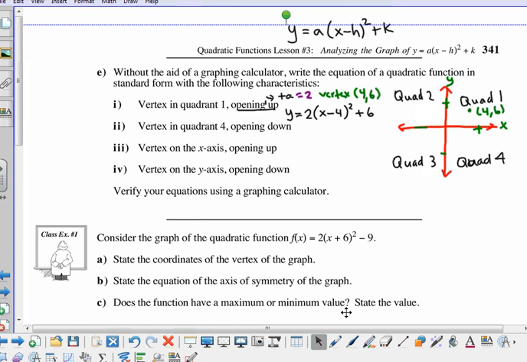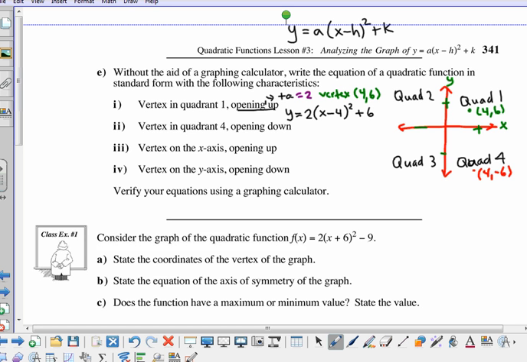Okay, so next one says make an equation so that the vertex is in quadrant 4 opening down. Okay, so in that quadrant, what's negative, x or y? y is negative, x is positive. So give me a point, any point in this quadrant. So 4 and negative 6? Sure. Because x is positive, y is negative in that quadrant.